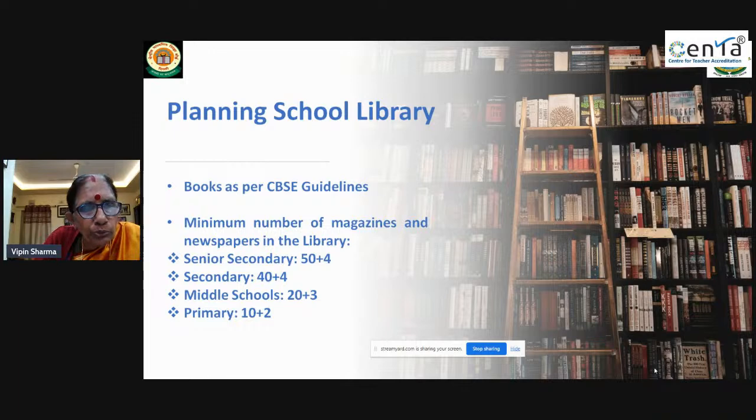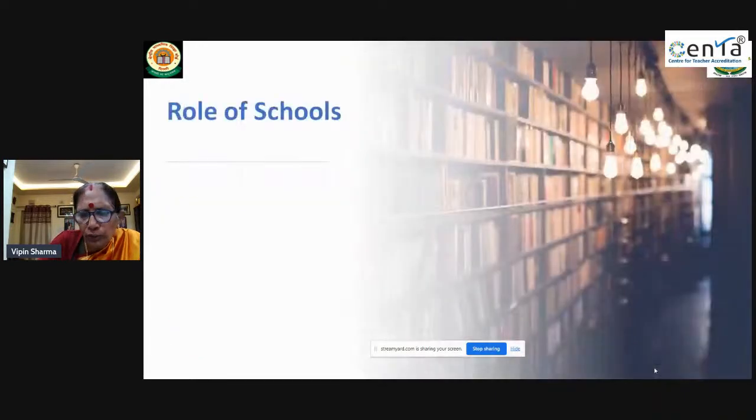Primary, 10 plus 2, okay, 10 magazines and 2 newspapers can be kept, let them develop reading. We cannot say everything when the child grows. No, it has to be made compulsory right from the beginning. Class library, role of schools.